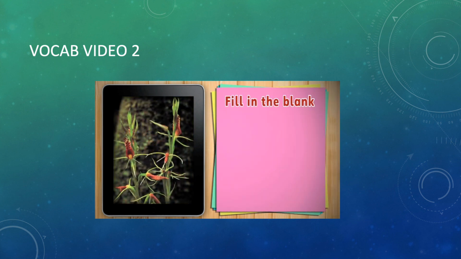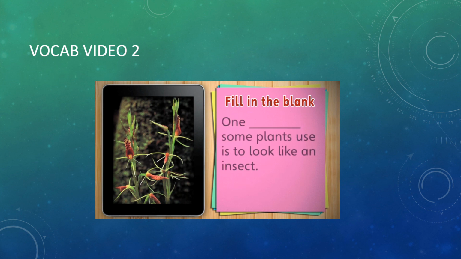The flower on this plant looks a lot like a wasp. It's a look-alike. One strategy some plants use is to look like an insect.